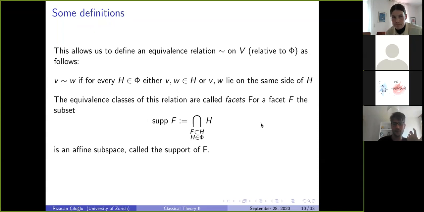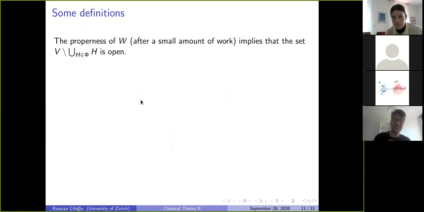Then for a facet, we will define an affine subspace related to it called its support. It's defined by intersecting all the hyperplanes that contain F, a facet. Since all hyperplanes are affine subspaces, their intersection will be an affine subspace, and this will be called the support of F. We will define the dimension of F as the dimension of its support. All right, I know there are a lot of definitions, but in a few slides we are getting to the picture.